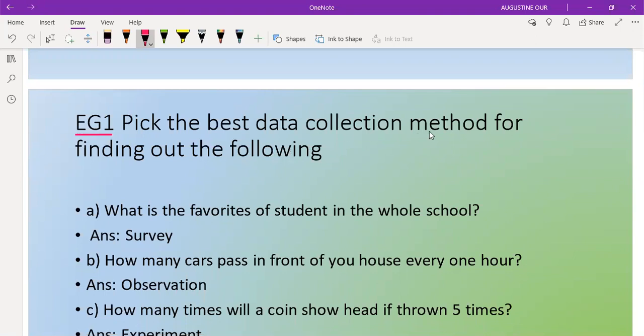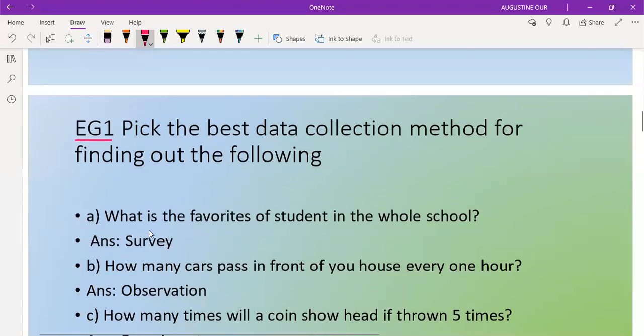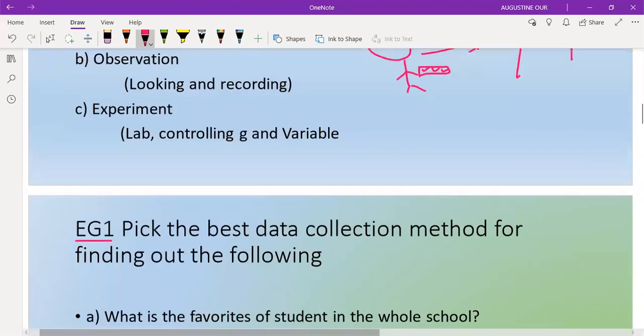Pick the best data collection method for the following. Okay, you want to answer these questions. Oh, I already put the answer. So, okay, what is the favorite color? I think here it was supposed to be color. The favorite color of students in the whole class. You want to know the favorite color.